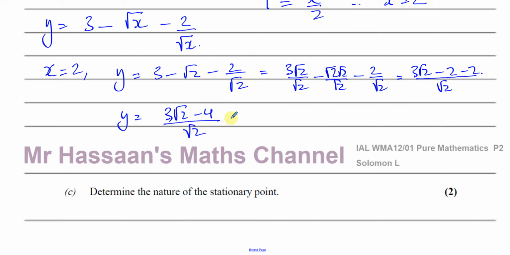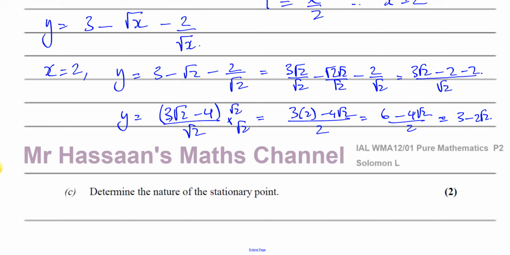Now I should really rationalize my denominator by multiplying both the numerator and the denominator by what will get rid of the denominator as an irrational number. So I multiply both top and bottom by root 2. So I'll have 3 root 2 times root 2, that's going to be 3 times 2, minus 4 root 2, over root 2 times root 2, which is 2. So this gives me 6 minus 4 root 2 over 2. Both of those are divisible by 2, so I'm left with 3 minus 2 root 2.